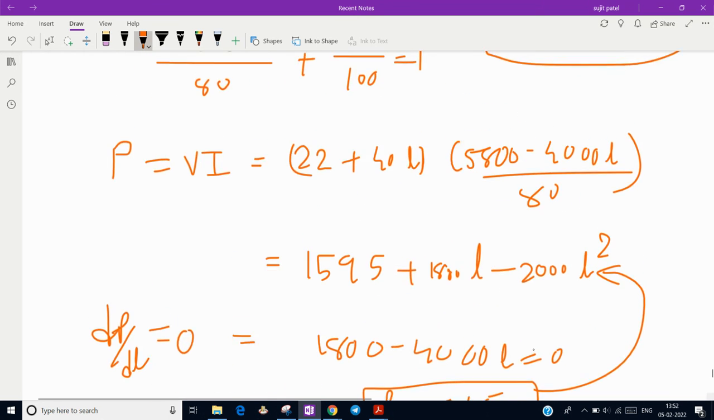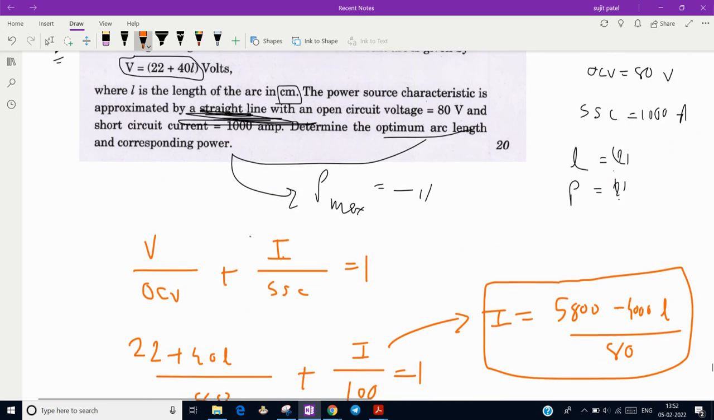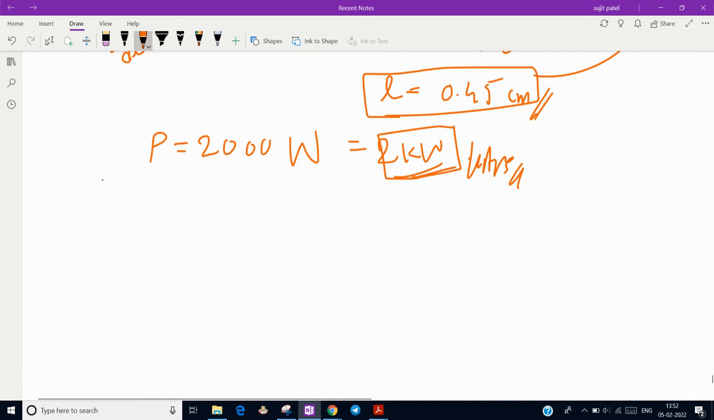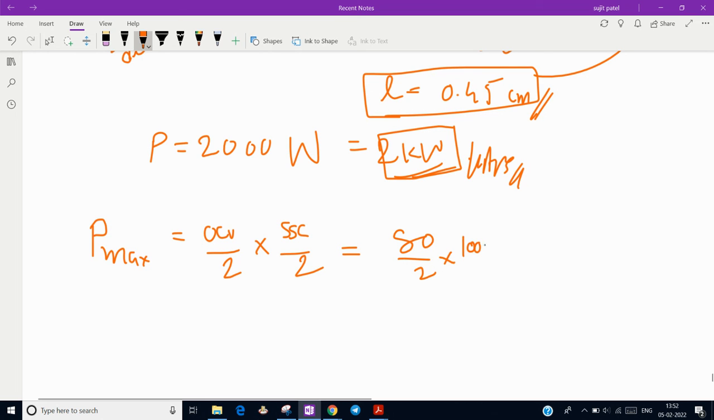In an examination like GATE where MCQ is there, what is the shortcut when we have to find the optimum arc length and corresponding power? We can directly find the maximum power by open circuit voltage divided by 2 multiplied by short circuit current divided by 2. Here 80 volt is given, divided by 2, and short circuit current 100 ampere divided by 2. Solve this and you will get 2000 watt. So this is the shortcut.